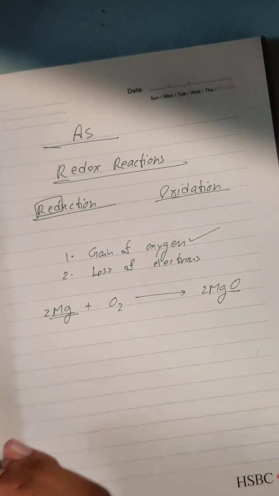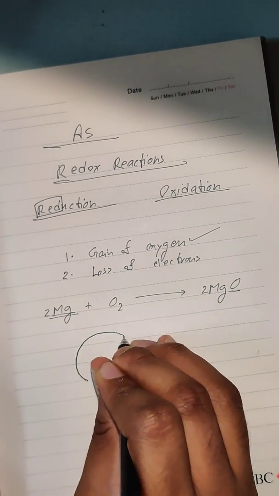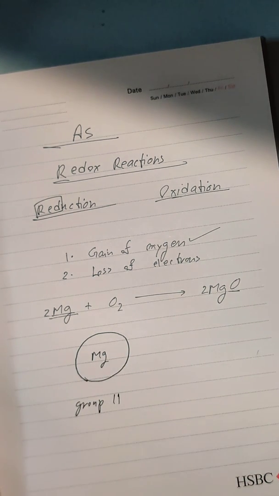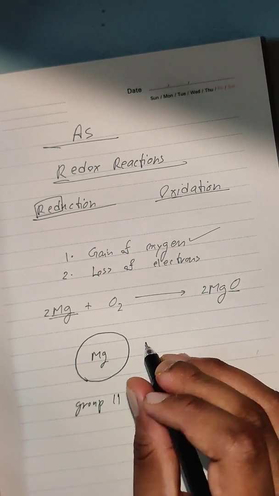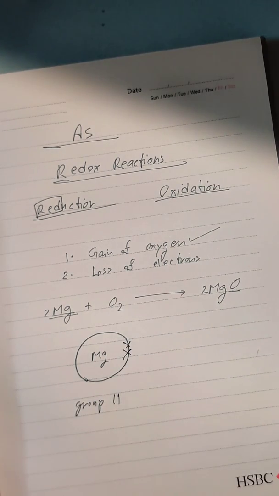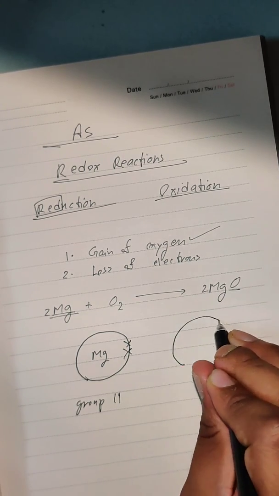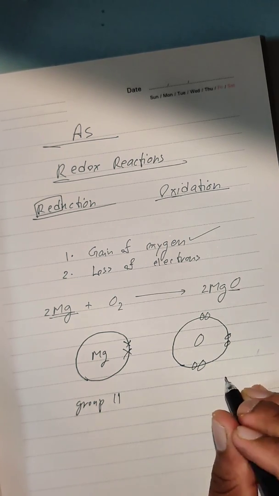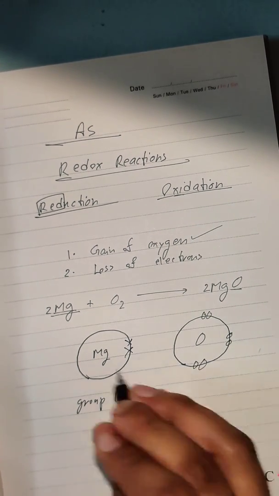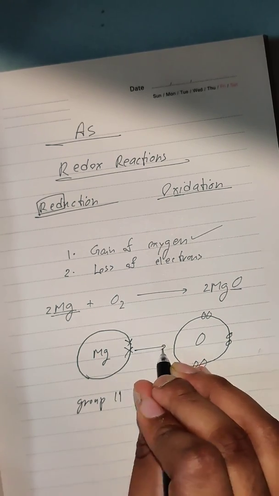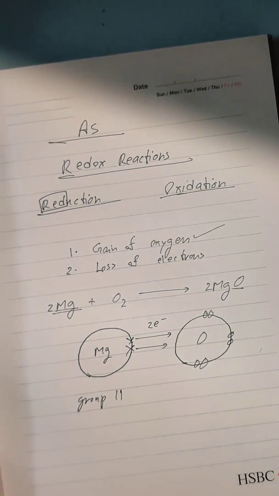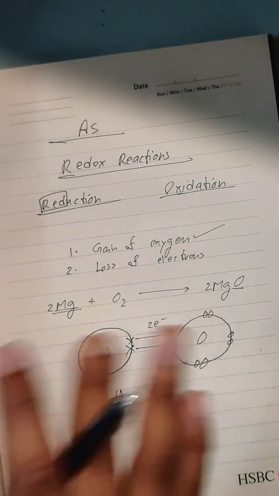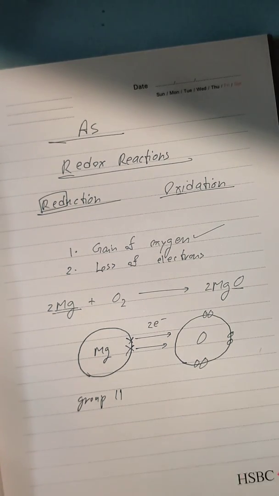What we know is magnesium is part of group 2, so magnesium has 2 electrons in its outermost shell. And oxygen has conveniently 6 electrons in its outermost shell, right? So what happens is this magnesium transfers these 2 electrons to the oxygen, and that way, we get the full octet, a full outermost shell. So that's why it does that.